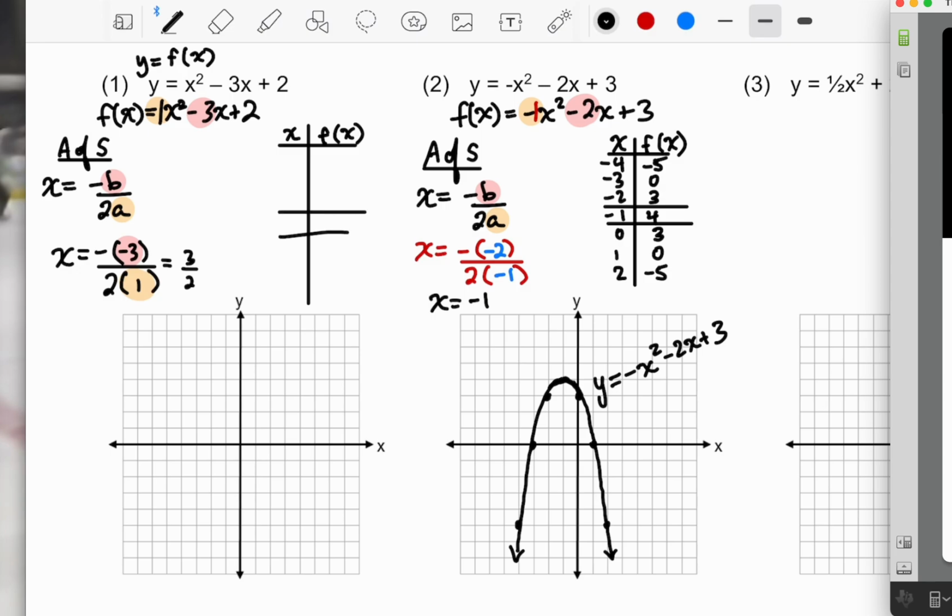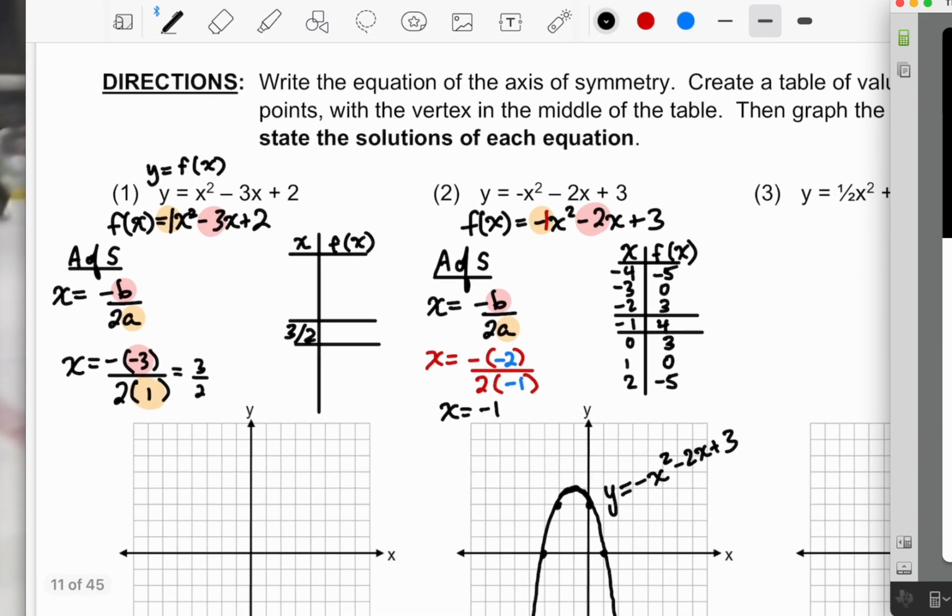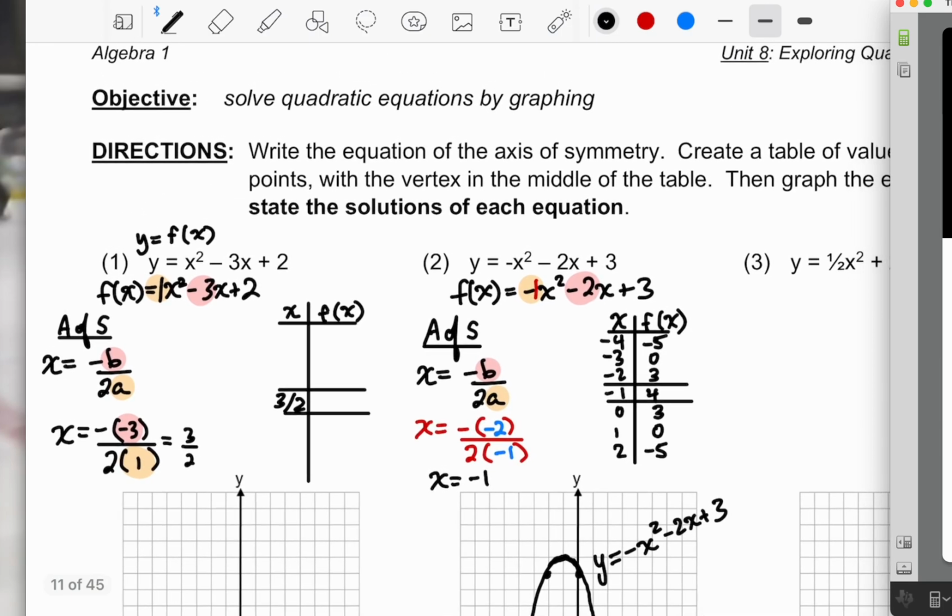All right, we still want integer values, 3 consecutive integer values that are less than the axis of symmetry, and 3 consecutive integer values that are greater than the axis of symmetry. So if you think of a number line, I'll actually just draw one real quick. Just a quick number line, nothing too crazy. So you have, I'll do negative 1, 0, 1, 2, 3, for example. 3 halves in decimal form is 1.5, so that would put it right here.